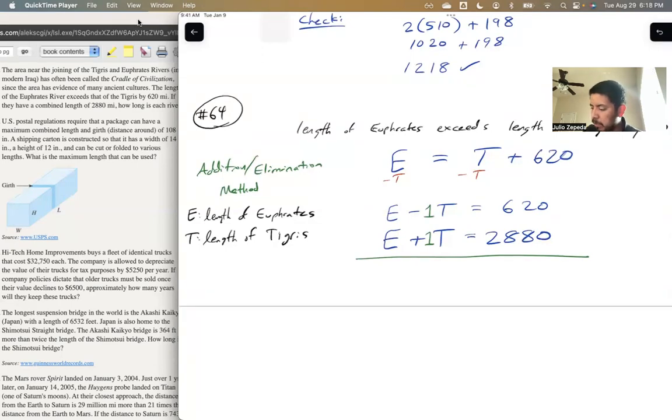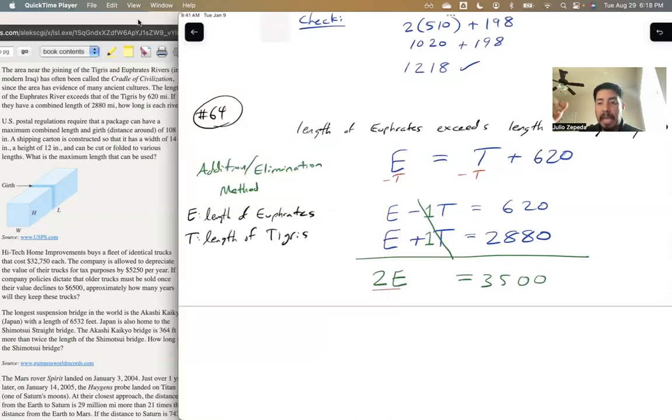and I would get 2e. Notice minus t and plus t cancel each other out. That's why it's also called the elimination method. When I add the two equations together, I eliminate one of the variables. And then if I add here, I get 3,500. So 2e equals 3,500. And then I can just divide by 2.